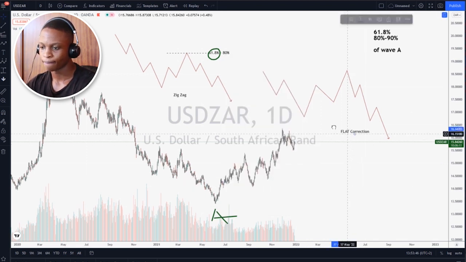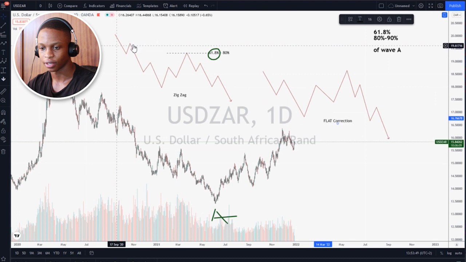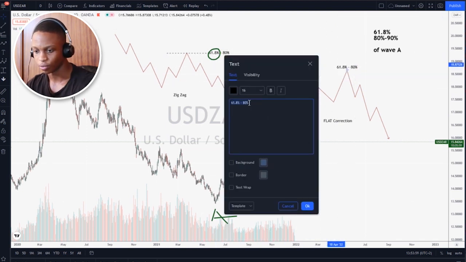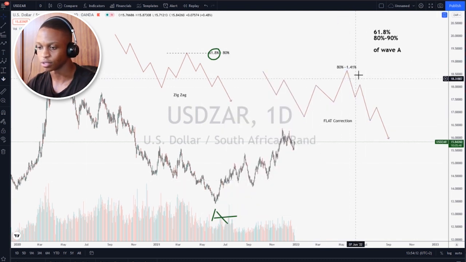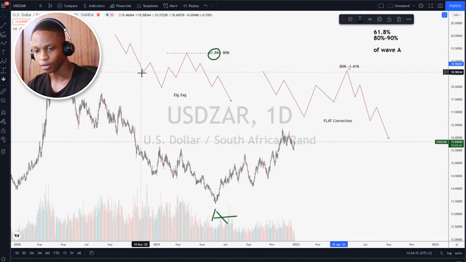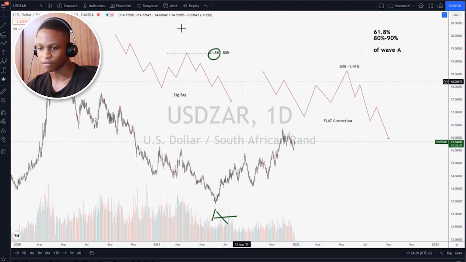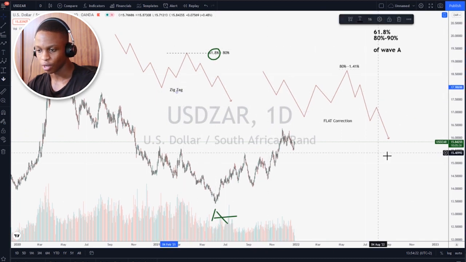Right. So a flat is 3, 3, 5. A zigzag wave is 5, 3, 5. And in the case where we have the flat correction, we have an 80% retracement to sometimes even past the wave A, which is a negative 1.41%. Sometimes it even passes wave A and goes above wave A. That's another variation of a flat correction. I deal with it in the advanced course of the Elliott wave theory.